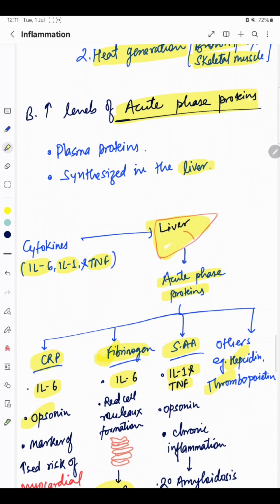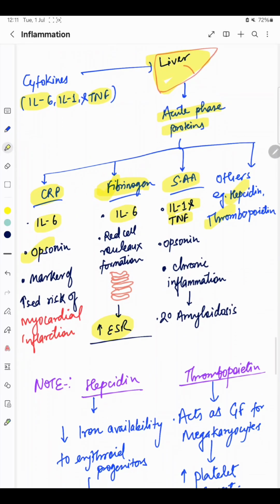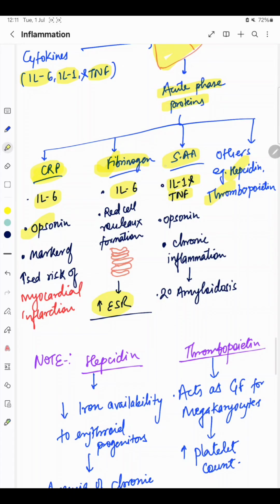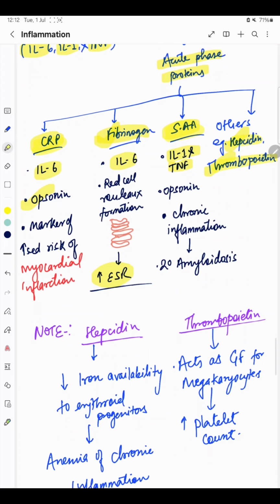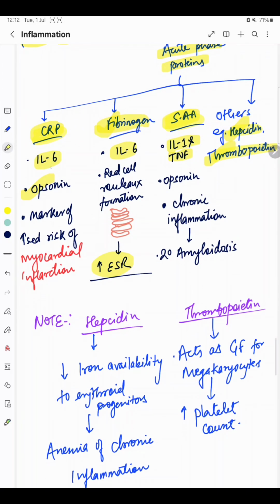Increased level of acute phase proteins. They are plasma proteins synthesized by the liver. By the action of cytokines like interleukin 6, 1 and TNF, the liver produces some acute phase proteins like CRP, fibrinogen, serum amyloid protein and other proteins like hepcidin and thrombopoietin. CRP, secreted with the help of interleukin 6, has the property of an opsonin. It is a marker of increased risk of myocardial infarction.